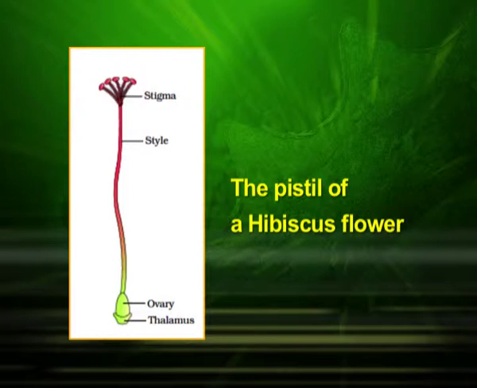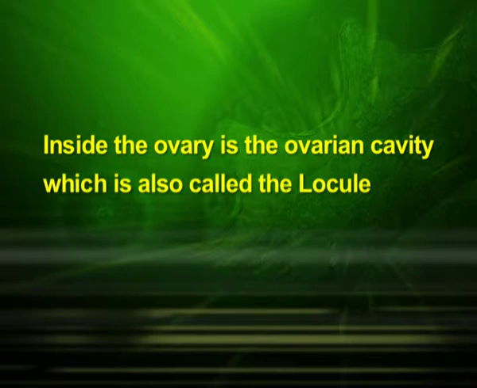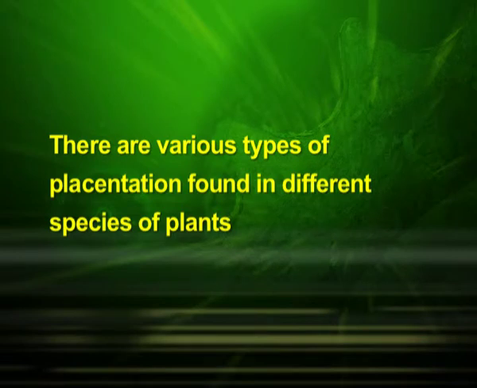In the pistil, the stigma serves as a landing platform for pollen grains. The style is the elongated slender part beneath the stigma. The basal bulged part of the pistil is the ovary. Inside the ovary is the ovarian cavity, which is also called the locule. The placenta is located inside the ovarian cavity. There are various types of placentation found in different species of plants. Arising from the placenta are the megasporangia, which are commonly called ovules.